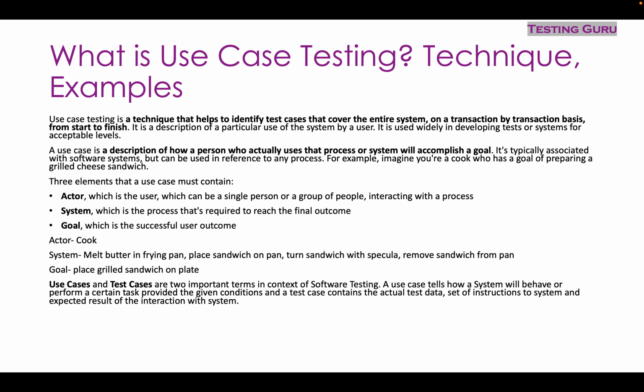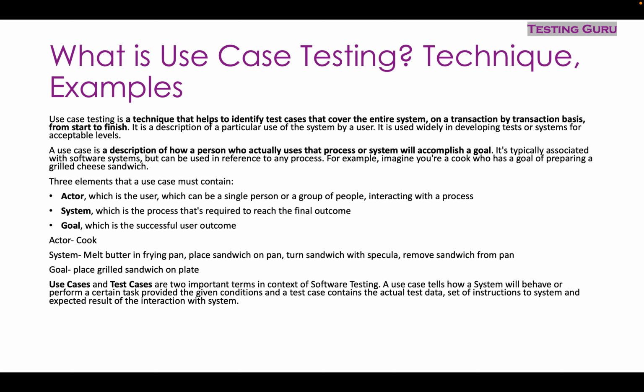For example, imagine you are a cook who has a goal of preparing a grilled cheese sandwich. In this case, there are 3 elements that a use case must contain. The first will be the actor. The actor is the one who uses the application, or who prepares the sandwich. In this case, we are trying to prepare a grilled sandwich. The actor is the user, which can be a single person or a group of people, who will be using that application, and they are called actors.